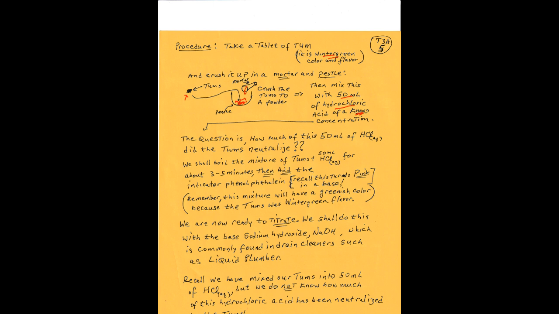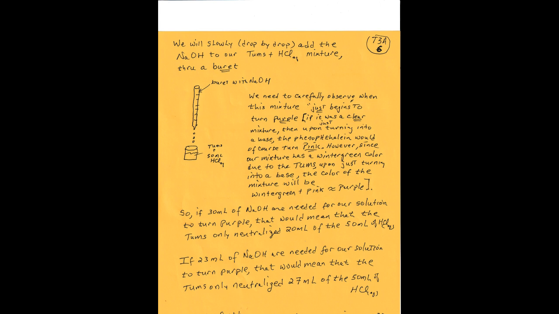What we're going to do is add a base, sodium hydroxide, to our mixture. Sodium hydroxide is NaOH, and it's what's used in drain cleaners. It's a nice strong base. So remember, we have mixed our Tums into 50 milliliters of HCl, but we don't know how much of this hydrochloric acid is neutralized. We just don't know, and that's what we want to try to determine. So here's what we're going to do.